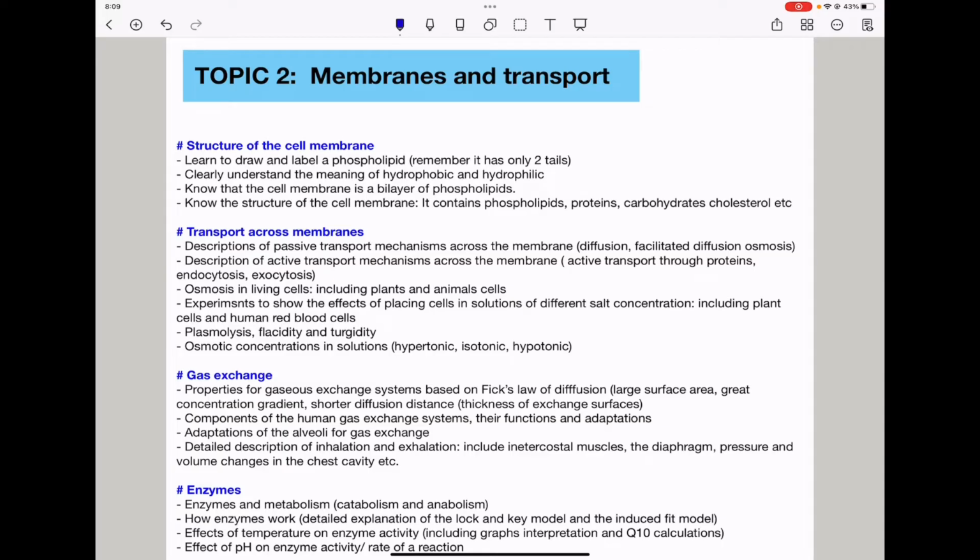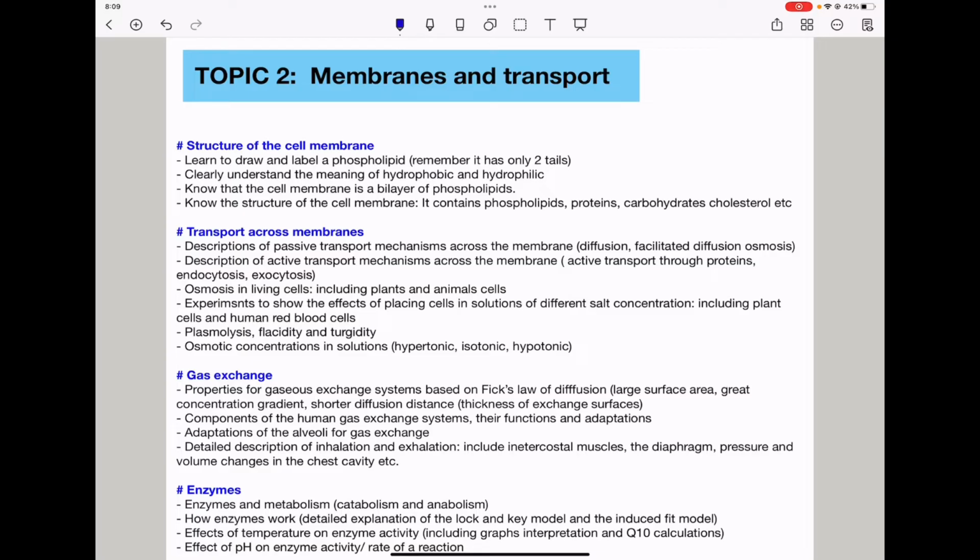You need to know the structure of the cell membrane, that it contains phospholipids, it contains proteins, carbohydrates, cholesterol, and so on. Moving on to transport across the membrane, you need to know how to describe the passive transport mechanisms across the membrane, like diffusion, facilitated diffusion, as well as osmosis. You need to know the description of active transport mechanisms across the membranes. These include active transport through the proteins, endocytosis as well as exocytosis.